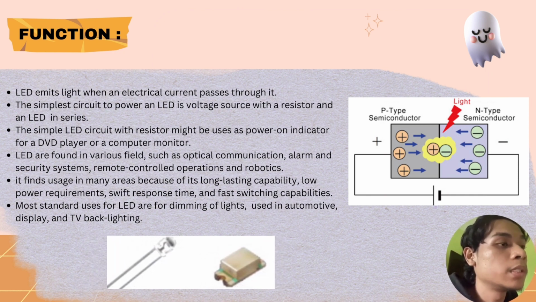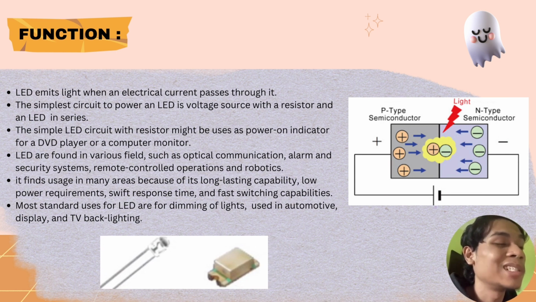The simplest circuit to power an LED is a voltage source with a resistor and an LED in series. The simple LED circuit with a resistor might be used as a power-on indicator for a DVD player or a computer monitor. Next, LEDs are found in various fields such as optical communication, alarm and security systems, remote control operation, and robotics. It is found in many areas because of its long-lasting capability, low power requirement, swift response time, and fast switching capabilities. The most standard uses for LEDs are for dimming lights, automotive displays, and TV backlighting.